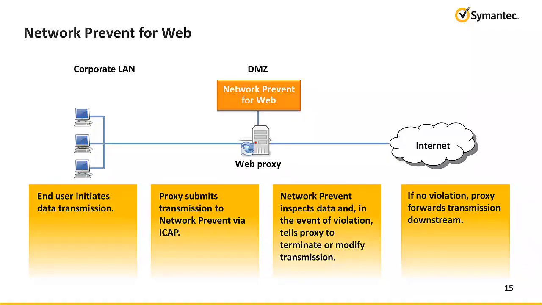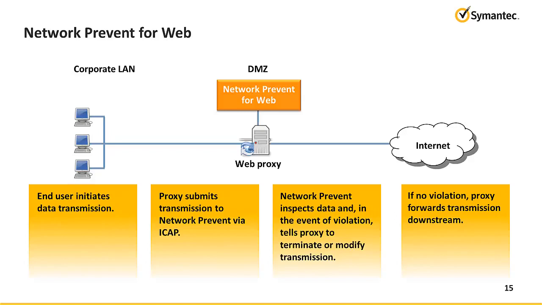Symantec DLP Network Prevent for Web lets customers monitor and prevent the transfer of confidential data via web transmissions. The Network Prevent for Web server integrates with an HTTP, HTTPS, or FTP proxy server using the ICAP or SICAP protocol for inline active web transaction management. If it detects confidential data in web content, it can remove the sensitive content or block the transaction entirely.